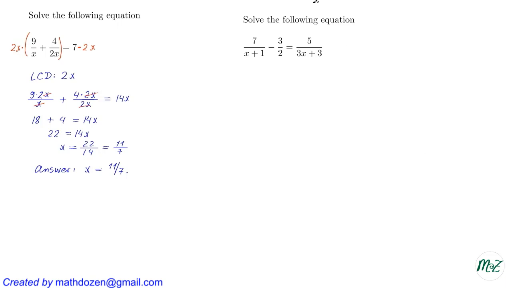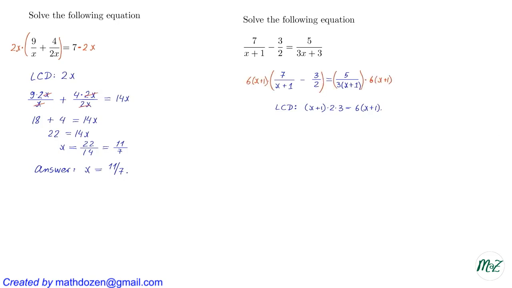Now if we talk about the second equation, we see that on the right hand side it's possible to factor out 3 out of 3x plus 3. So we're going to do just that, factor out 3. Now it's easier to figure out the least common denominator. It's going to be x plus 1 times 2 times 3. So each of those three denominators should go into the least common denominator as a factor. So the least common denominator will be 6 times x plus 1.